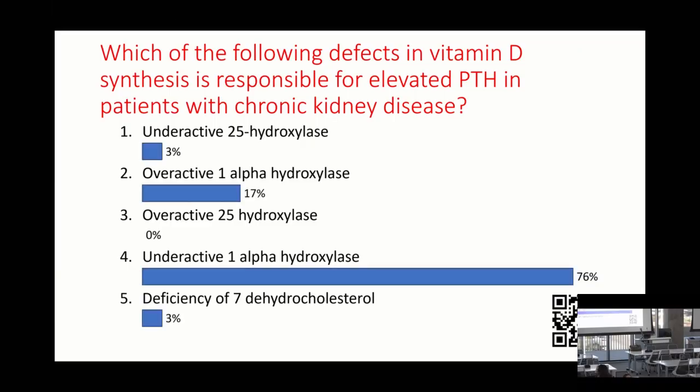Okay, excellent. So most of you got it correctly. So 1-alpha hydroxylase activity is primarily in the kidneys. And when you have kidney disease, that activity is not optimal. And so you have decreased conversion of 25 to 1,25 dihydroxyvitamin D. Because the calcium is low and the 1,25 is low, PTH is stimulated to increase. That's why you have elevated PTH in CKD.